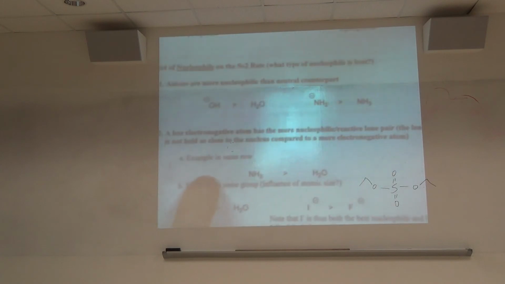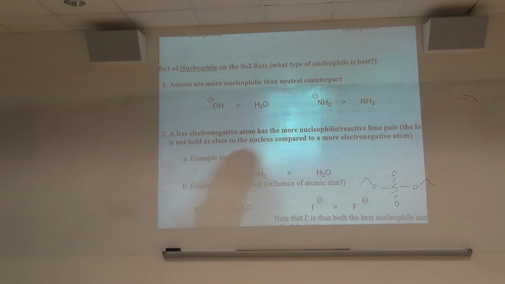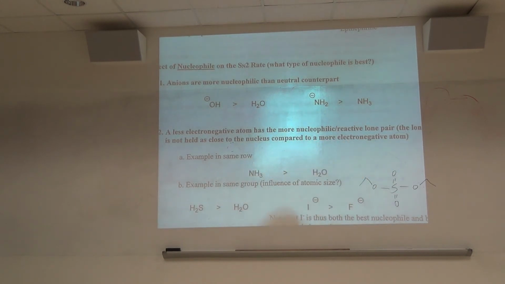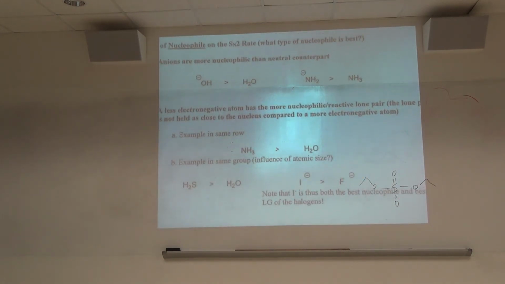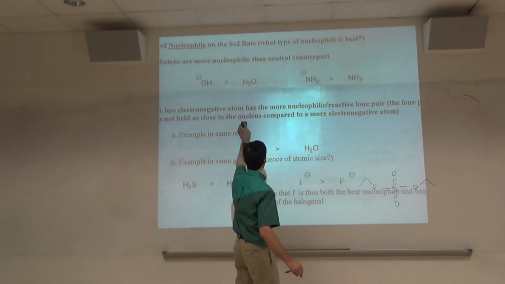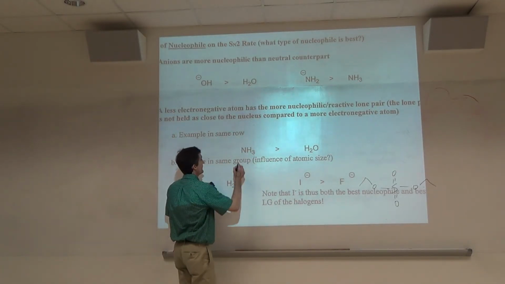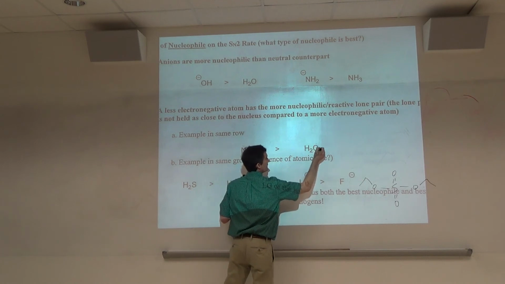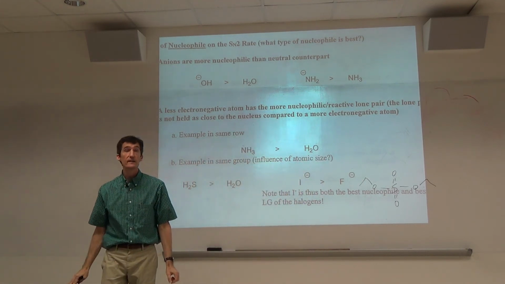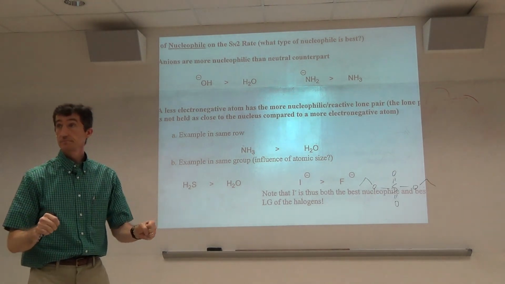Next point we can make. A less electronegative atom has the more nucleophilic lone pair. Well, this is the good parent, bad parent thing, which we've already alluded to several times. Which is more nucleophilic, ammonia or water? They're both neutral, so you can't use that. Which lone pair is more prone to getting out there and doing backside attacks?